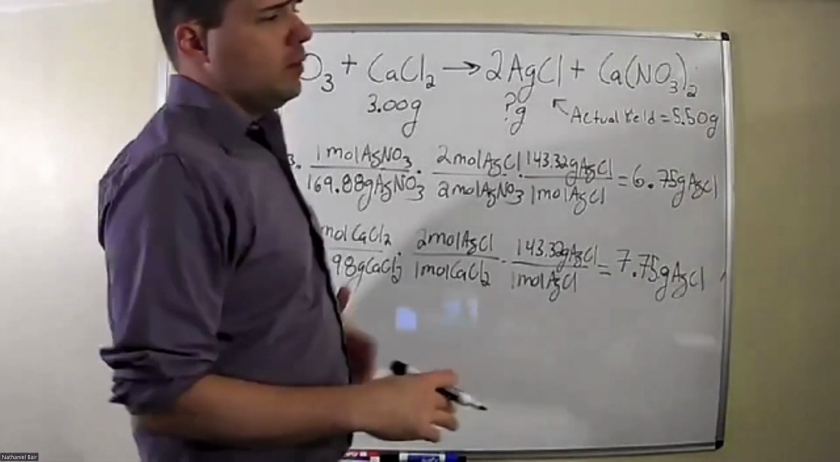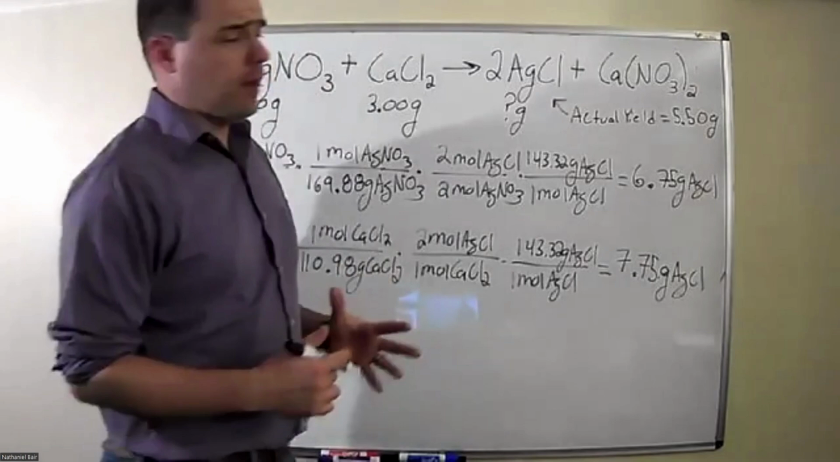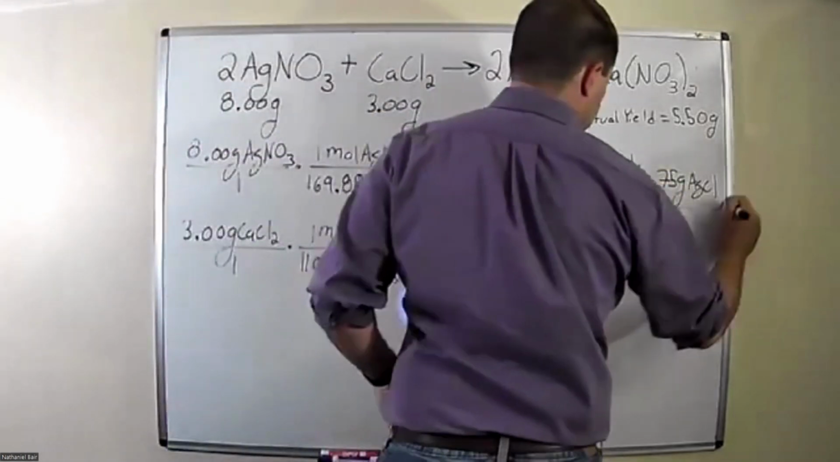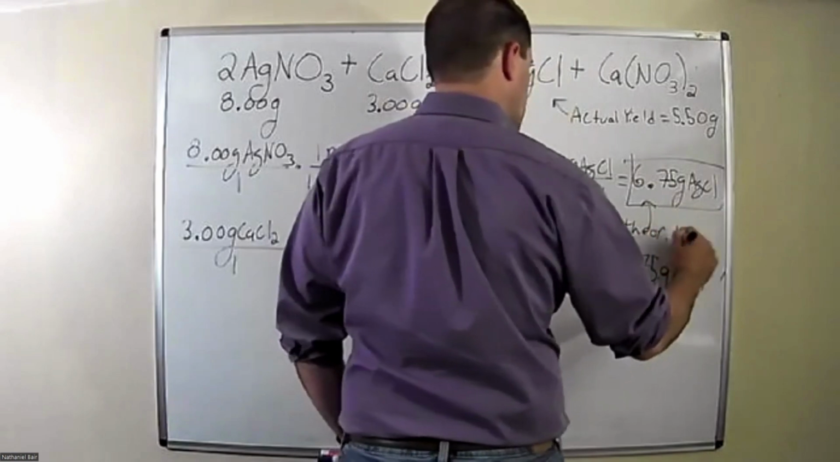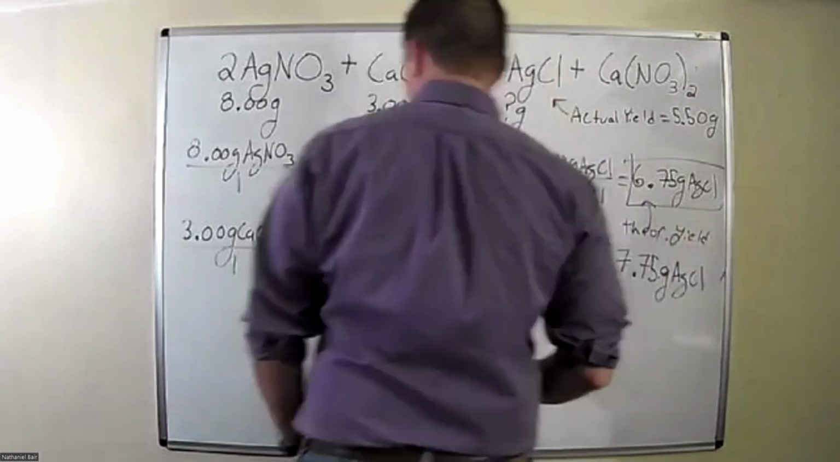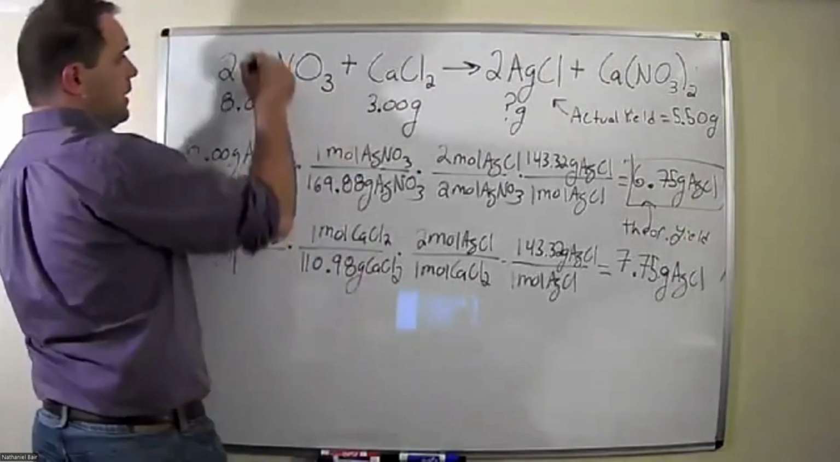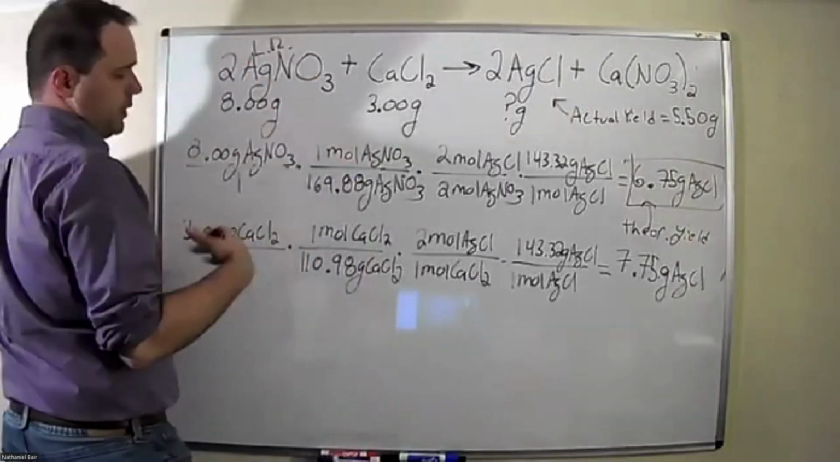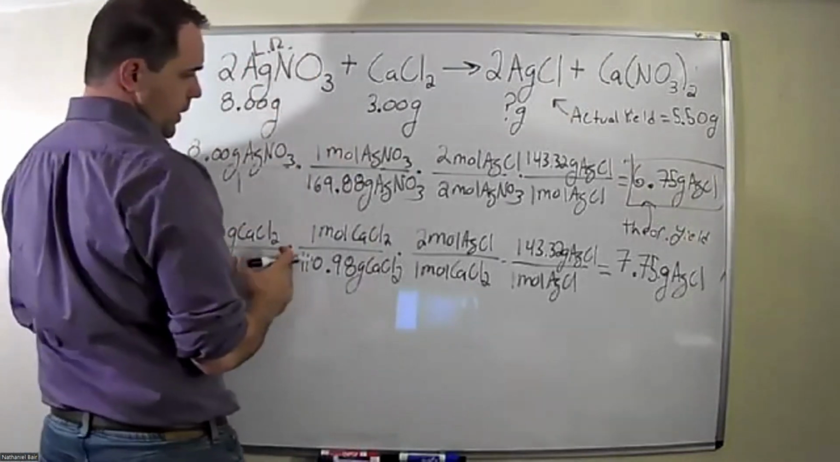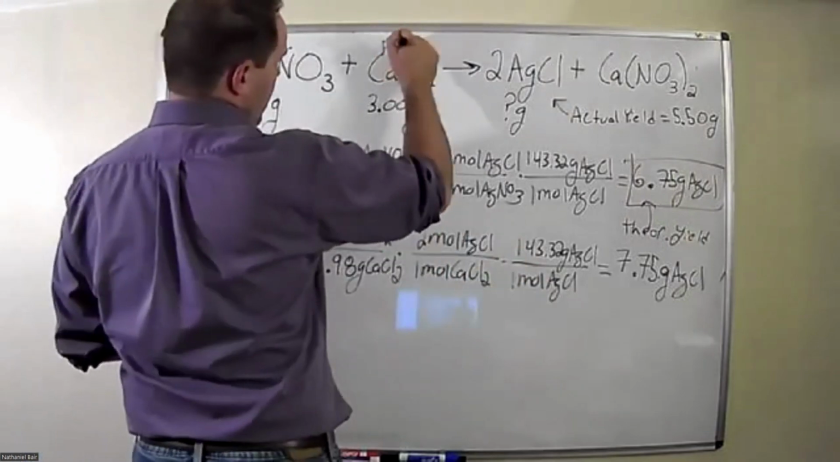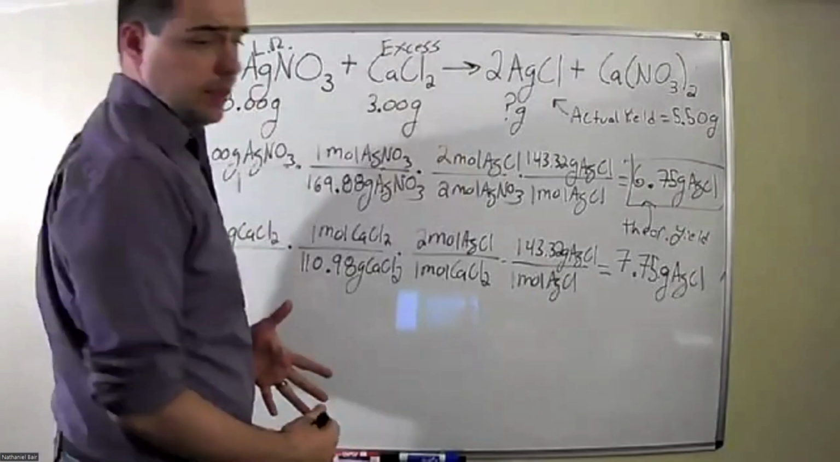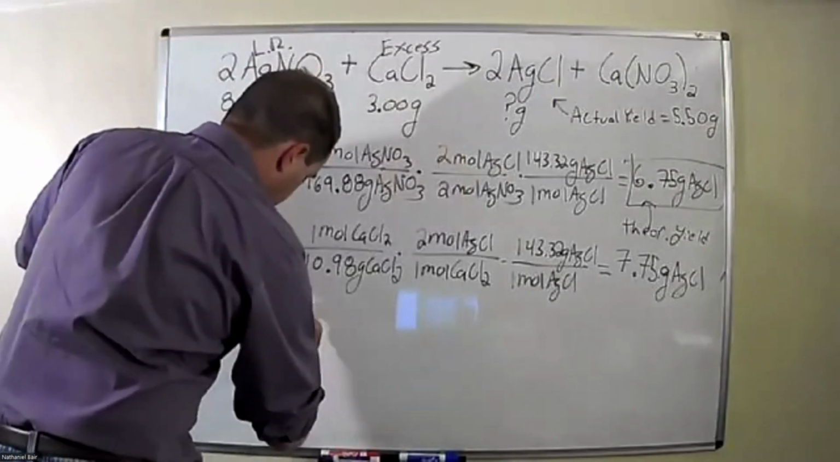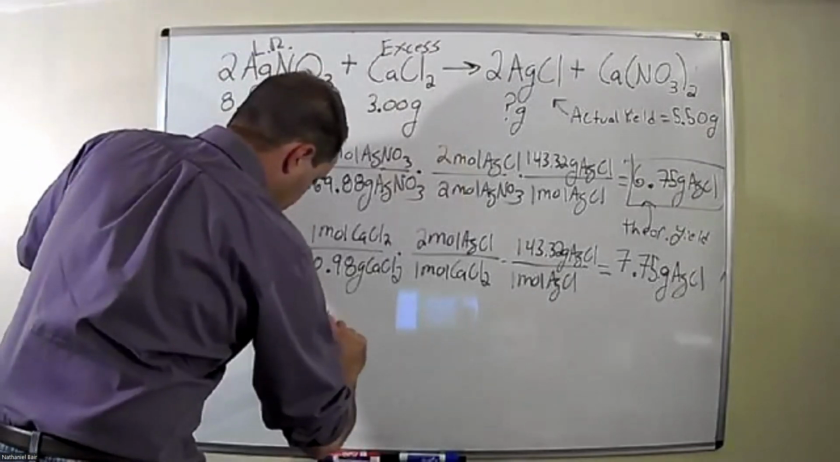Cool. So what do we have here? Well, the smaller number is going to be our theoretical yield. And the reactant that lets us make that is our limiting reactant. So silver nitrate is the limiting reactant. And the reactant that would have let us make more, that one is in excess. So now we can calculate a percent yield.